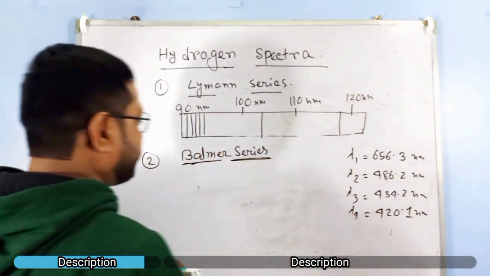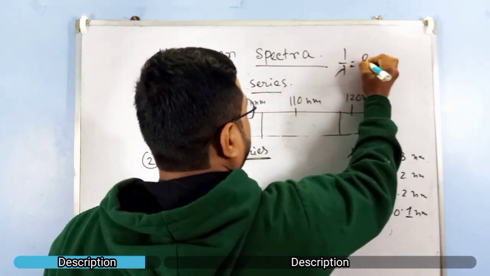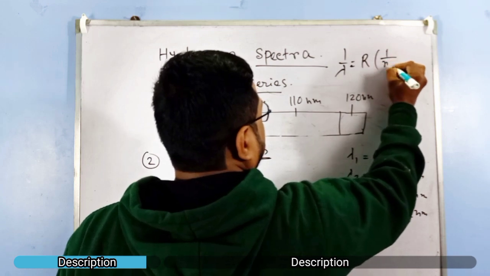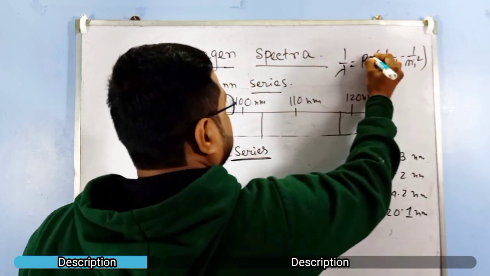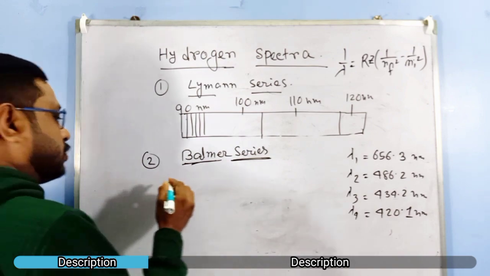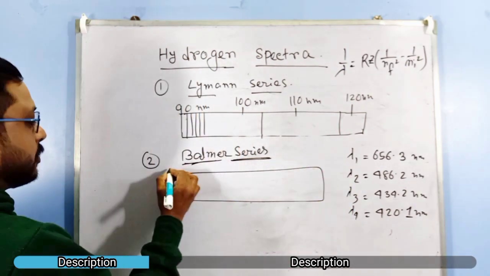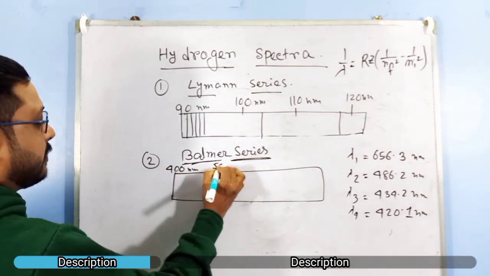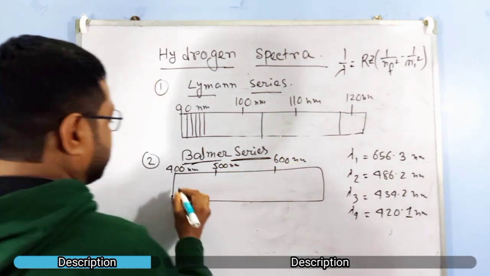He put forward the famous Balmer series formula, you know, that is 1 by lambda equals R times (1 by nf square minus 1 by ni square). So if we plot the Balmer series spectrum, it lies from 400 nanometer, 500 nanometer, 600 nanometer, and a similar pattern is observed.